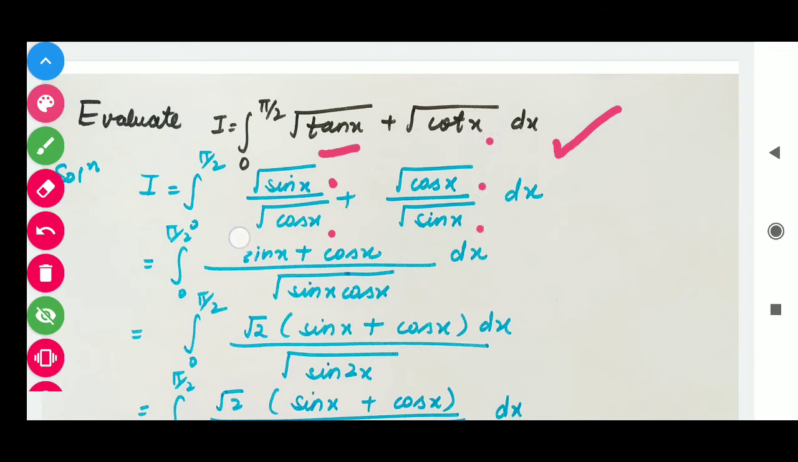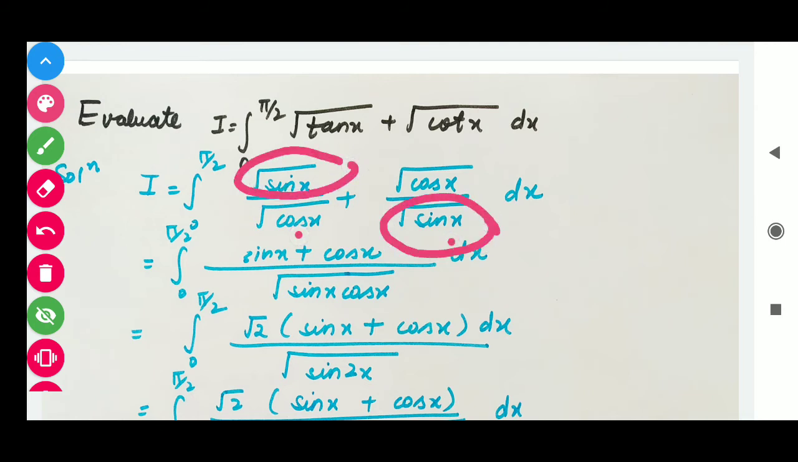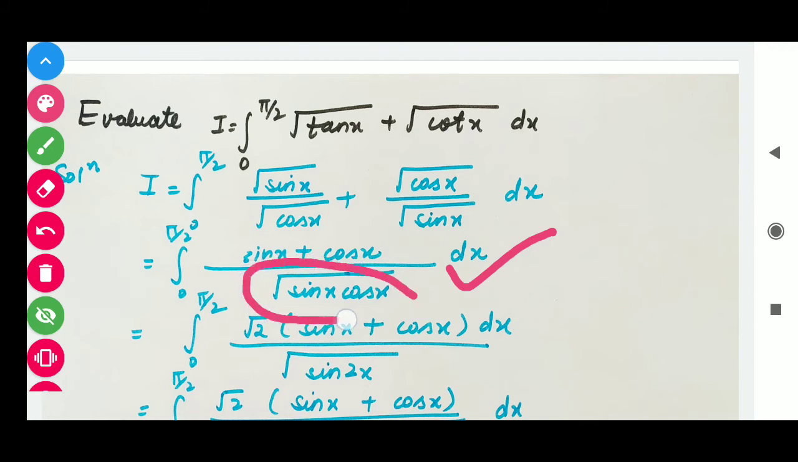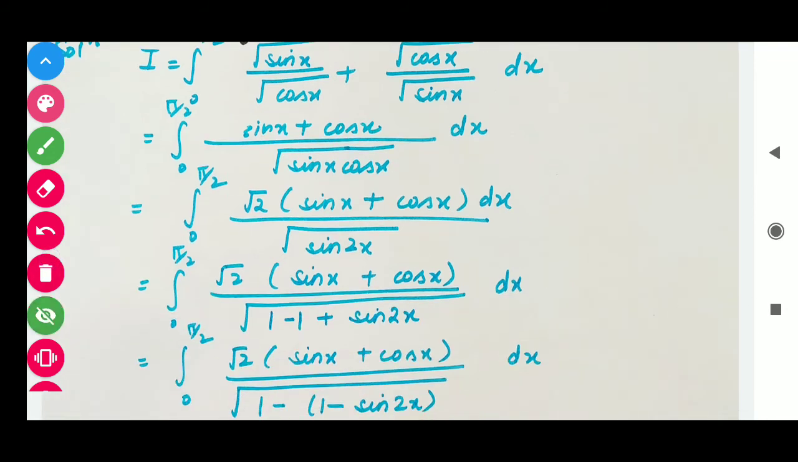By taking the LCM of the denominator, we get under root sin x cos x, and after that by taking the LCM, here we have root sin x into root sin x. Both are same, so we write here sin x. Similarly, here we get cos x after multiplying root cos x and root cos x. So students, in this way we get this result. And after that, multiply and divide by 2, because here we have sin x and cos x under root. So if we multiply and divide by root 2, then here we have the formula sin 2x. So students, in this way we get sin 2x.